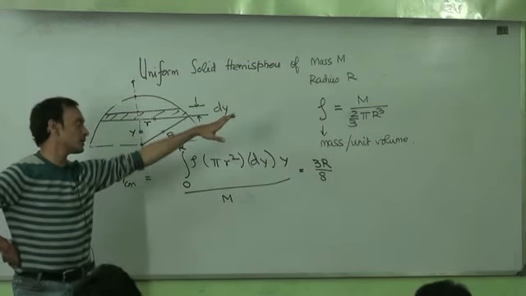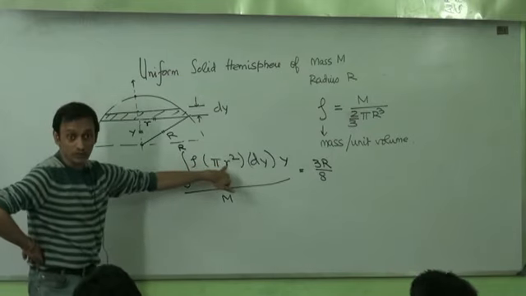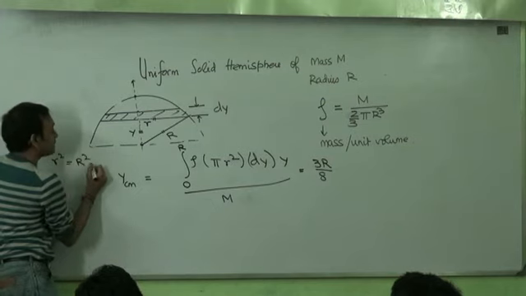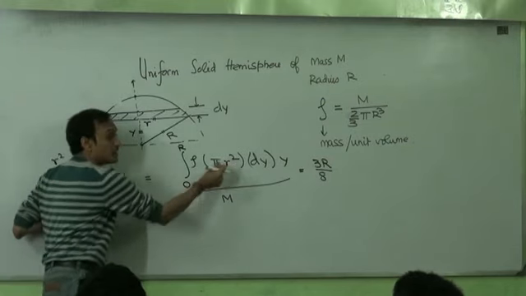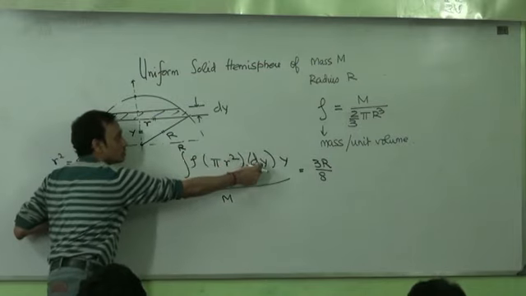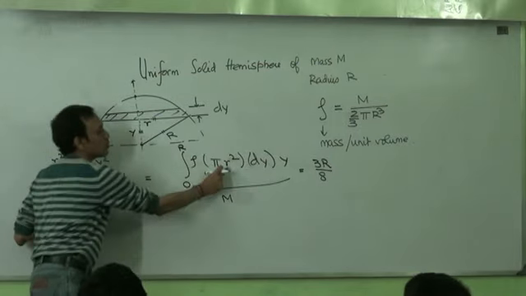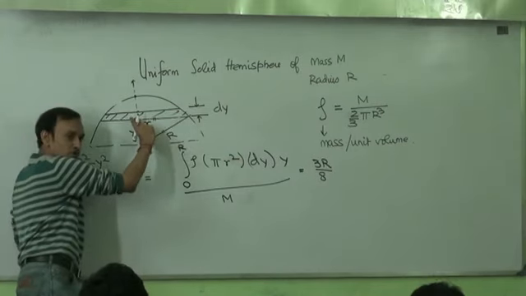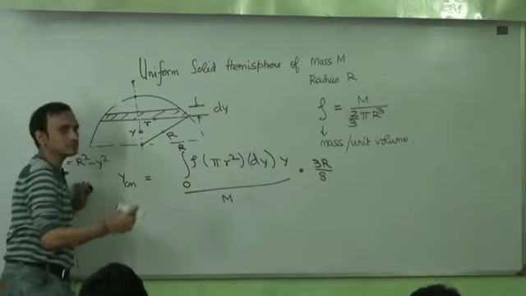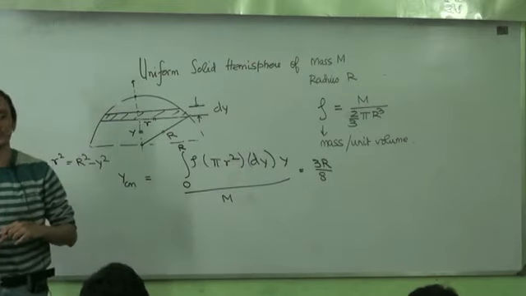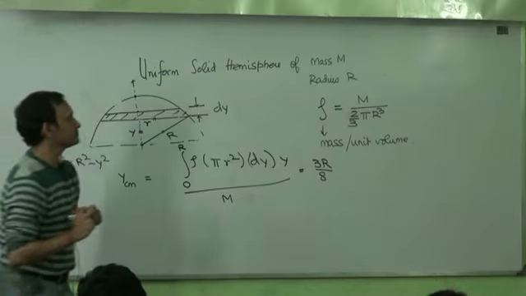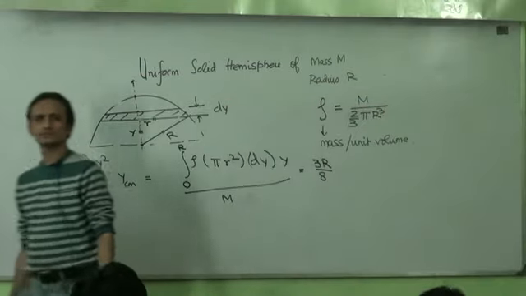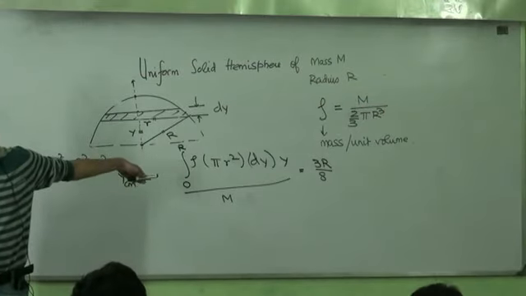When you plug in rho equal to that expression, by the way, this r squared would also have to be replaced. This small r squared is really capital R squared minus y squared, which you will have to plug in so that you can integrate in terms of y. The subject of integration is y. So plug that in here and carry out the appropriate integration. Clear? Is that all right?